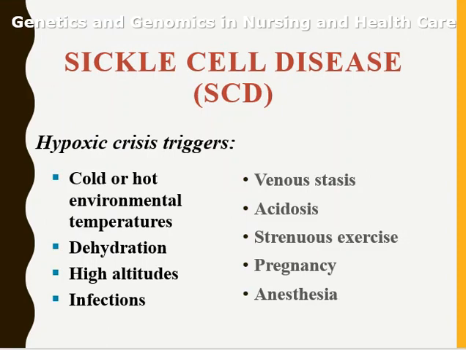So hypoxic crisis triggers include change in environment, extremes of temperature, dehydration, high altitudes, infection, acidosis, venous stasis, strenuous exercise. So only mild to moderate exercise is recommended, and pregnancy and anesthesia can also trigger a hypoxic crisis.